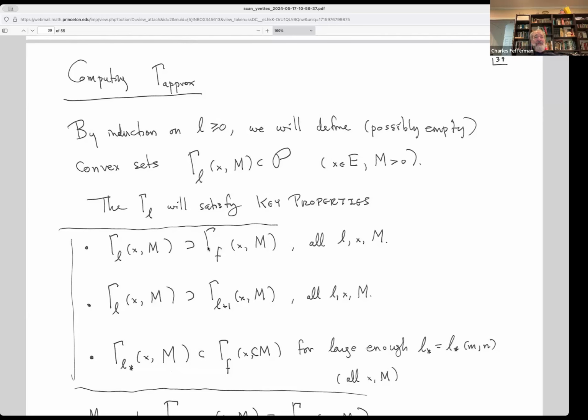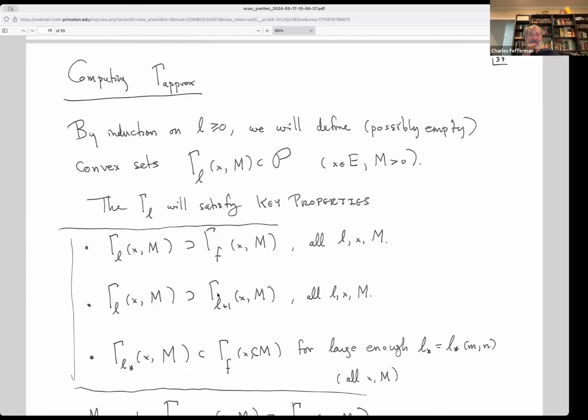Okay, so the gamma L have three key properties. First of all, compared to the gamma that we actually want, they're too big. So gamma L of xM is always going to contain the gamma that we really want, gamma f of xM. That's the first basic property. On the other hand, the role of the index L is that every time we increase L, the gamma gets smaller. So each gamma L is too big, but as L gets bigger, the gamma L's get smaller. And so with luck, after a while, they won't be much too big.